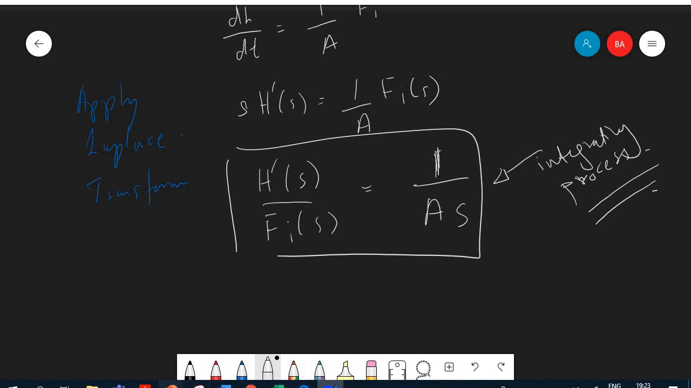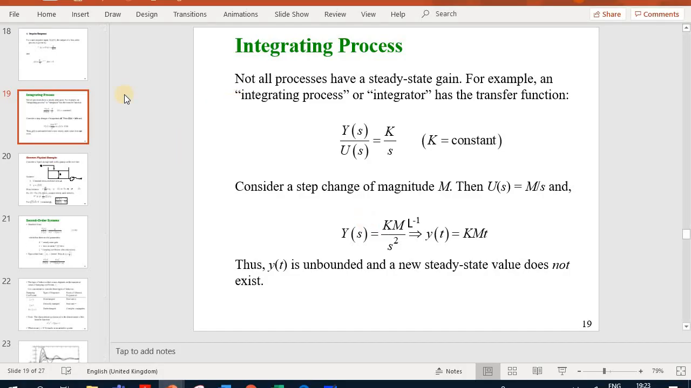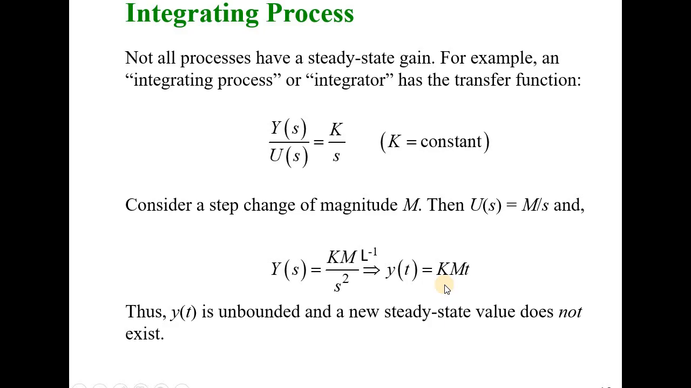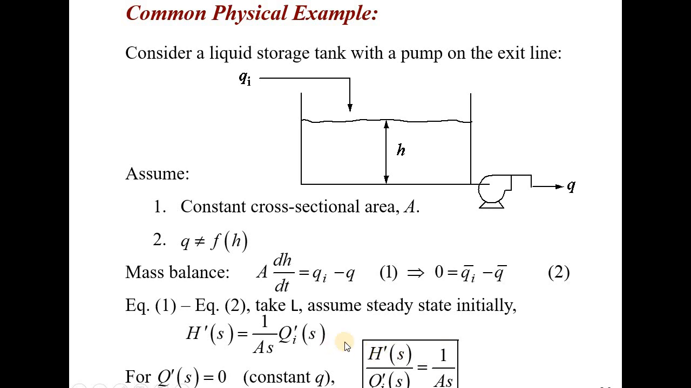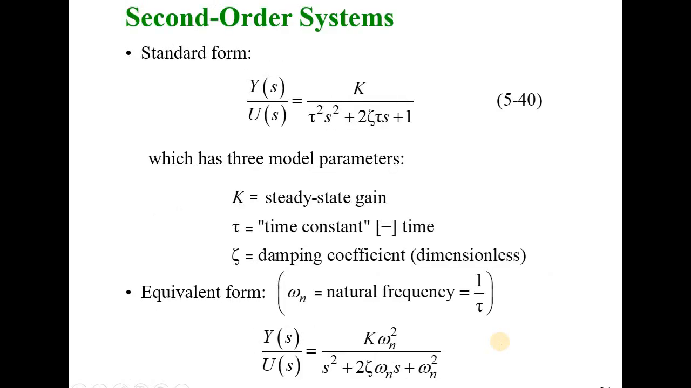So going to our problem in chapter 4, this is what we have, and this is our system where we got h prime over qi prime, in this case phi prime over phi, equal to 1 over as. And this is what we obtained. That's great. So that is for the integrating process.